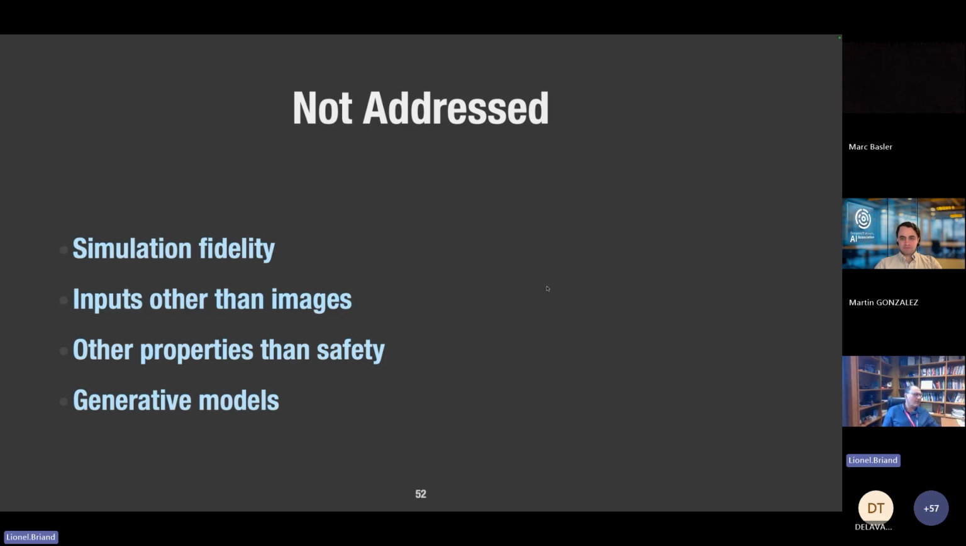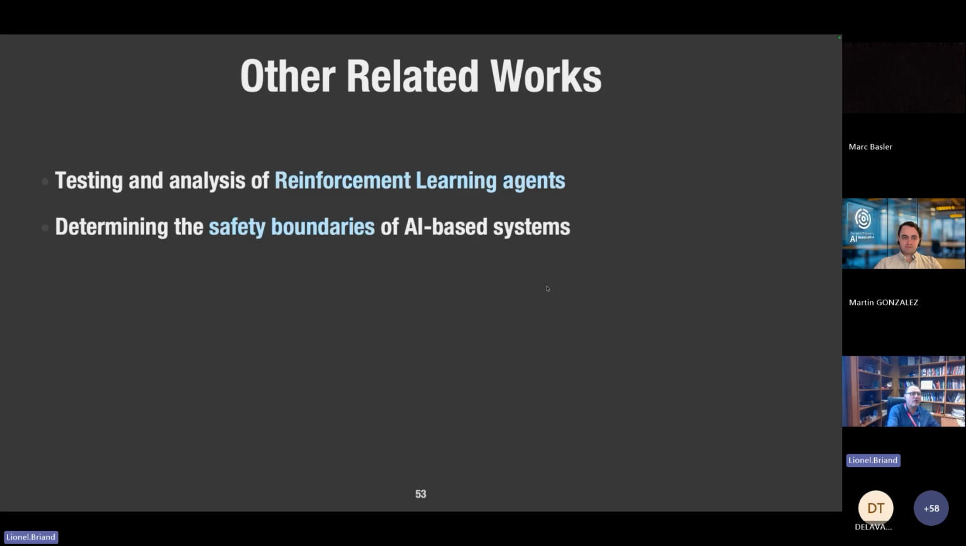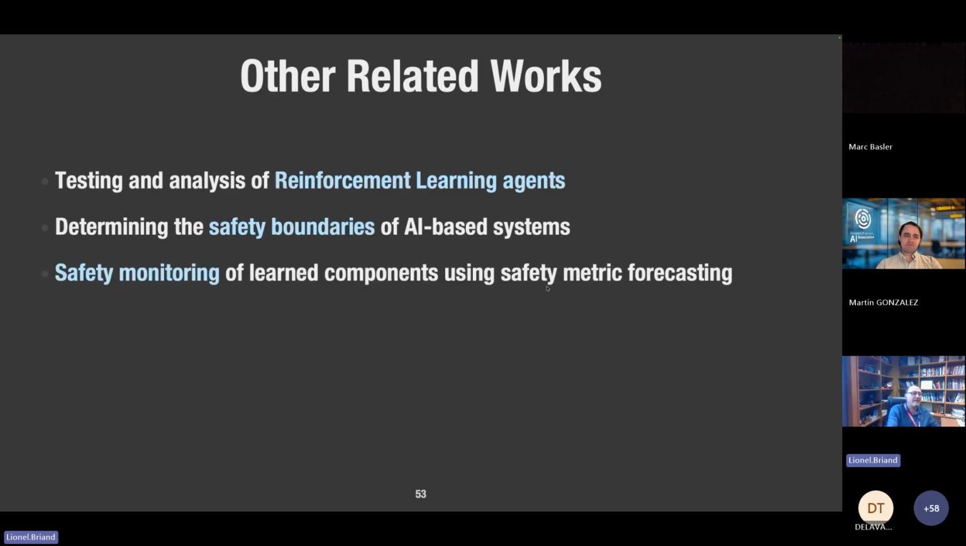I'm also doing a lot of work on the testing and safety of systems that include generative models, such as customer care software and stuff like that. There is also other related work I haven't covered: the testing and analysis of reinforcement learning agents, how to automatically determine the safety boundaries of AI-based systems, and the safety monitoring of any learned component, whether it's a DNN, a reinforcement learning agent, or whatever.